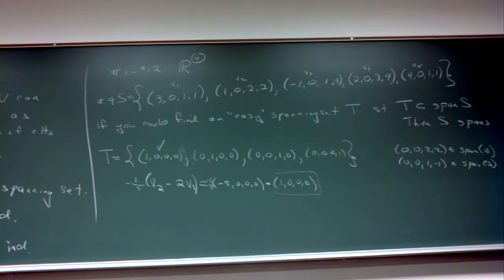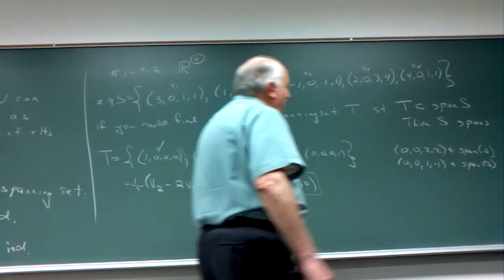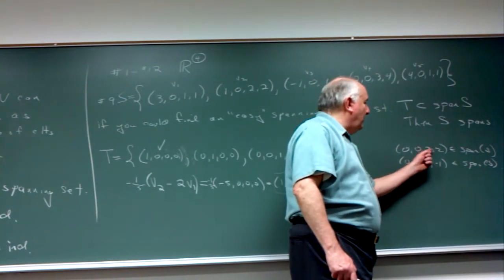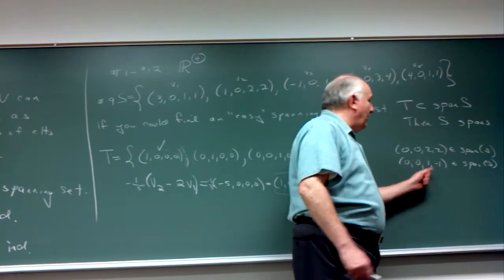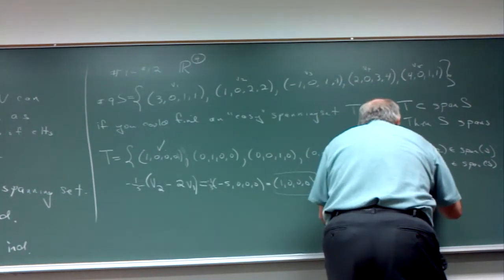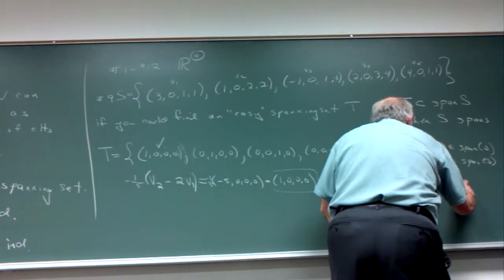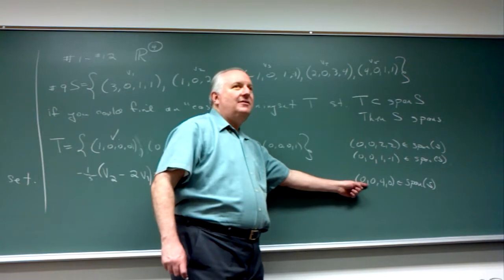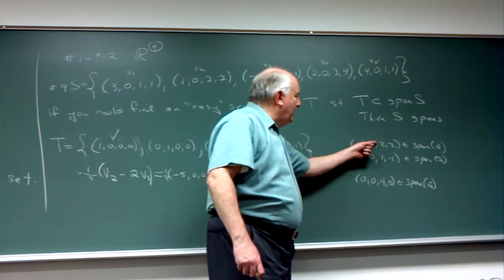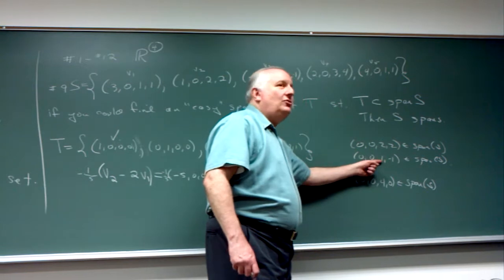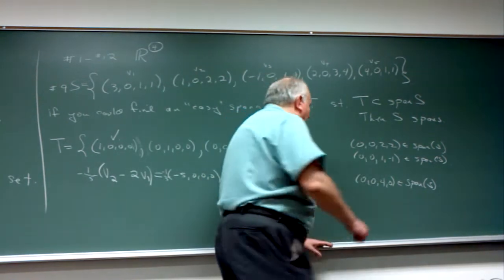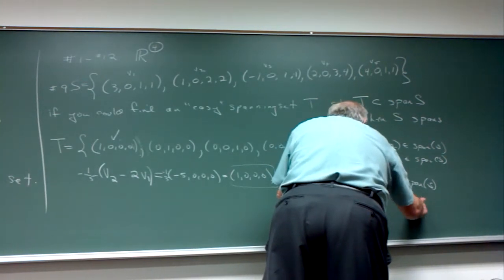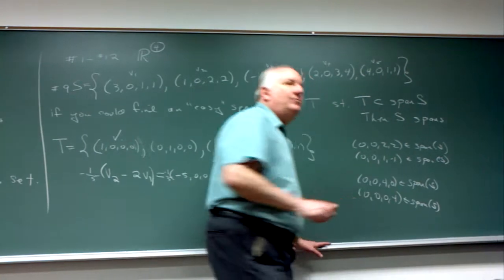Everyone? But notice, once these two things are in the span of S, I can kill off the last piece, because if I take this one plus 2 copies of that one, I'm going to get 0, 0, 4, 0. In other words, this one plus 2 copies of that is this. But if I take this one and I subtract 2 copies of this, I can kill off this one, and that tells me 0, 0, 0, 4 is in the span of S.